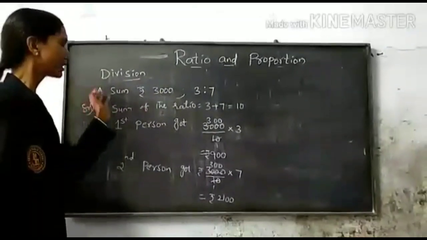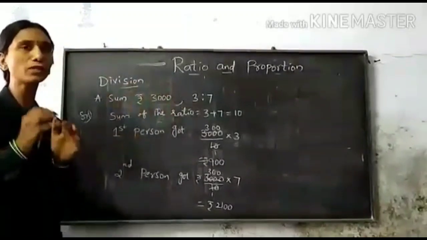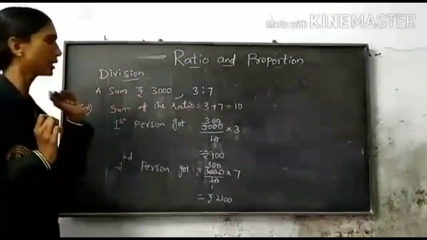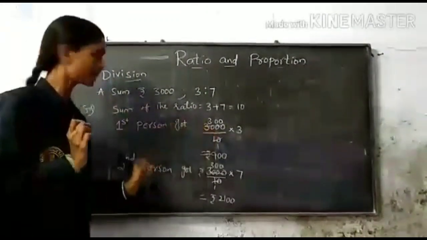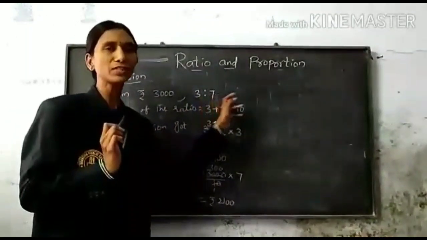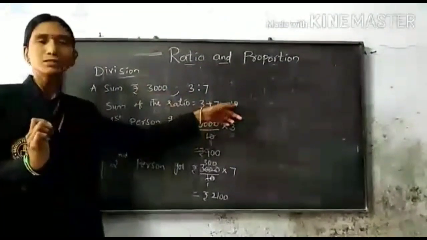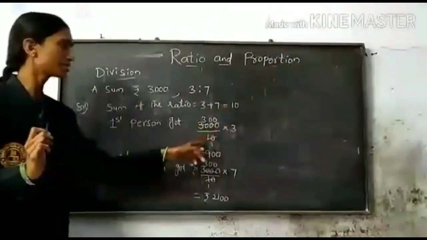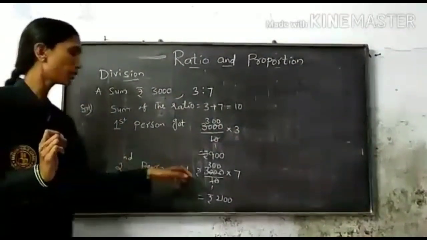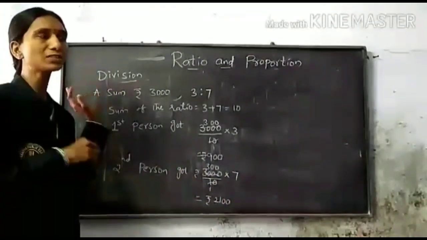The question is, a person has some amount, 3000 rupees. This amount is divided between two persons in the ratio 3:7. We have to find how much the first person got and how much the second person got. For that, we do the sum of the ratio. 3 plus 7 is equal to 10. So the first person got 3000 rupees divided by the total sum of the ratio, 10, into the first person's ratio, 3. Like that, for the second person we get 2100 rupees. Like this we will use division in ratios.